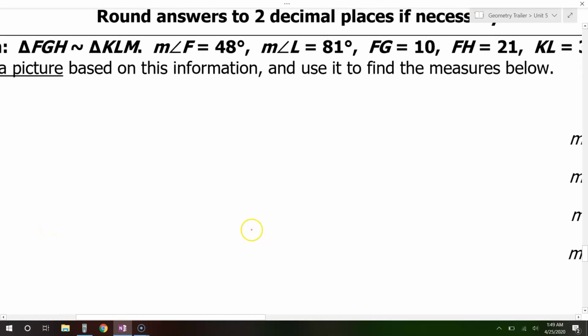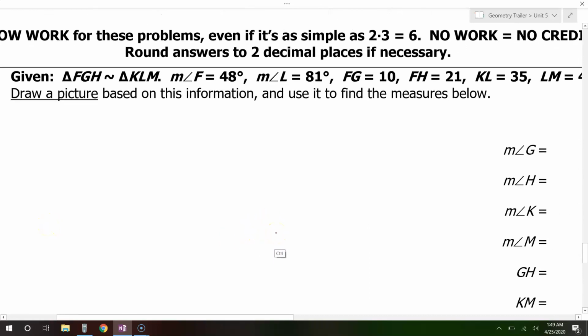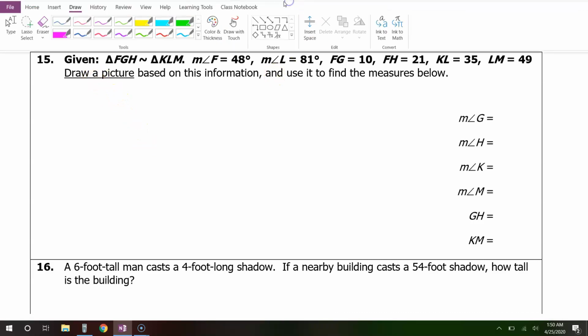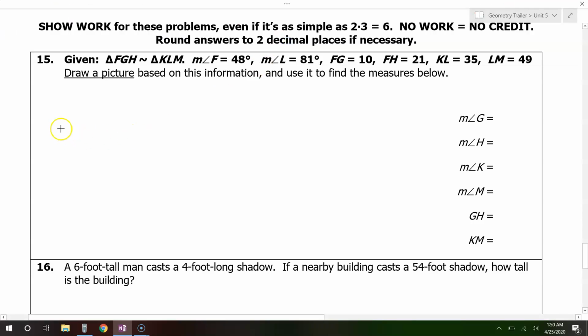Do I need to zoom out? I think I need to zoom out a little for this problem. All right, so we're given triangle FGH is similar to triangle KLM. And then we're given all this stuff, and we're supposed to find stuff. So draw a picture based on this information. All right, so let's just draw some triangles. Okay, so here's one triangle. All right, whoops.